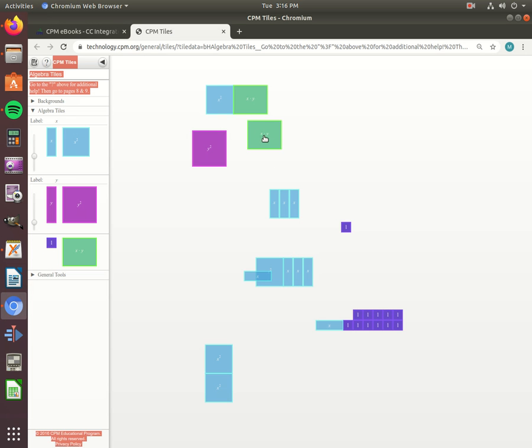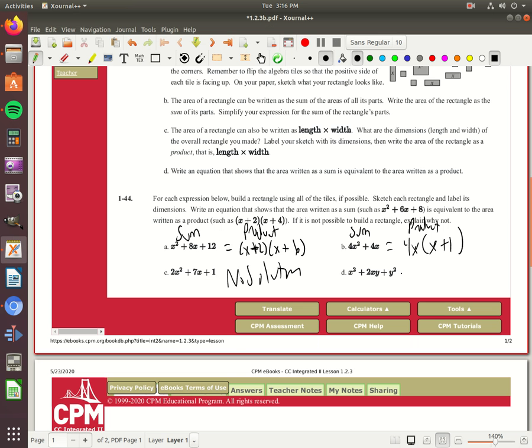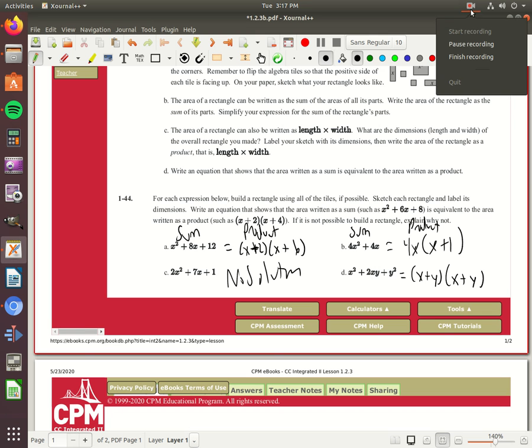All right, so how am I going to turn this into one? Maybe something like that. All right, so we can see we have x plus y, x plus y. And that's what that's going to turn into. So this will equal x plus y times x plus y. All right, so that takes us through problem 44. Let me go ahead and set up the next problem.